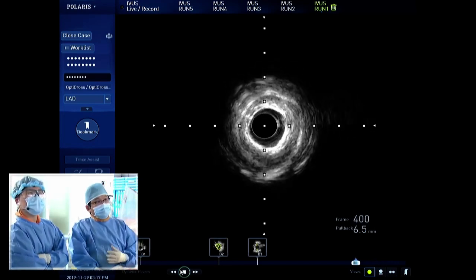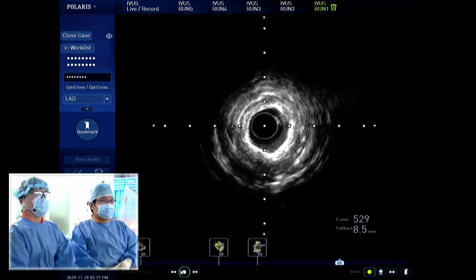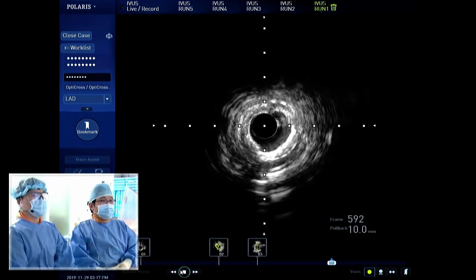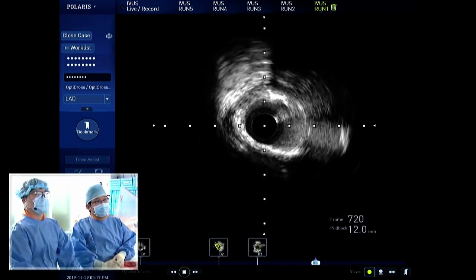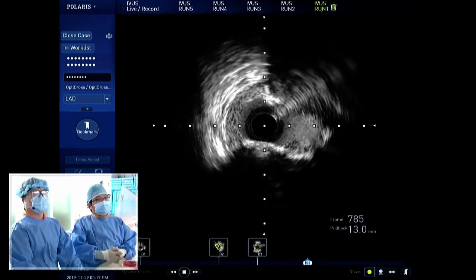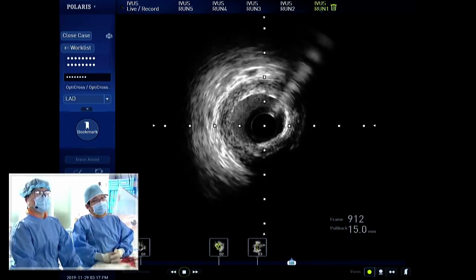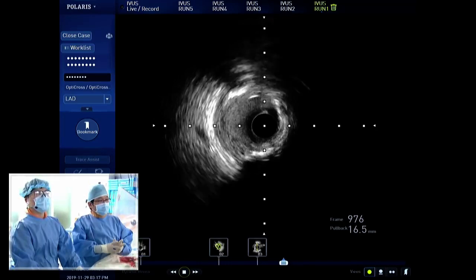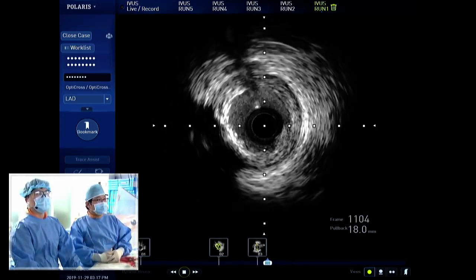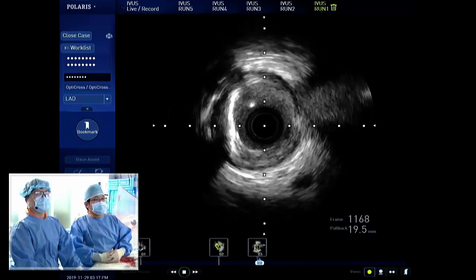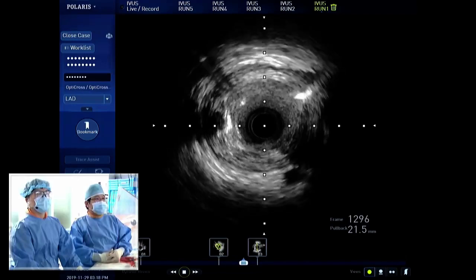But I can guess the vessel size is roughly around 3.0. Very severe calcification surrounding the 360 degrees. Usually rotablation is necessary, but I try lesion modification by using a high pressure balloon first. If the high pressure balloon cannot pass through the lesion, then definitely we need rotablation.